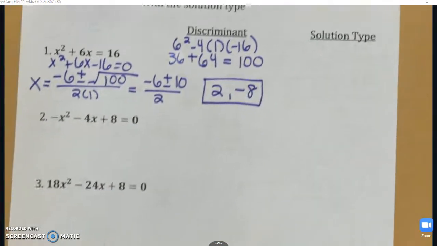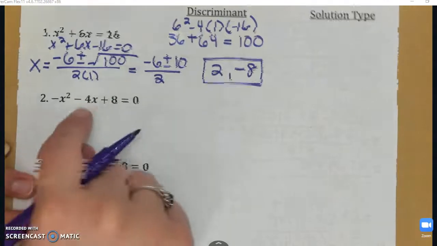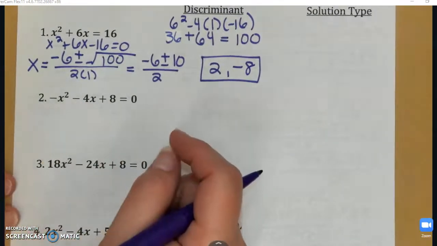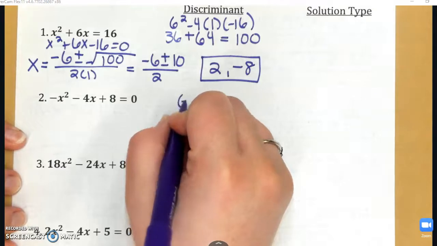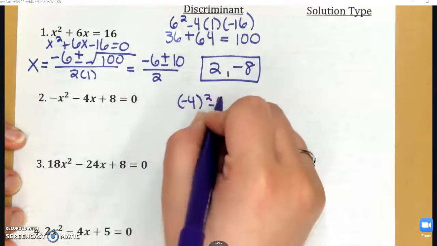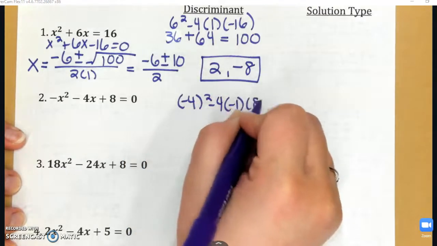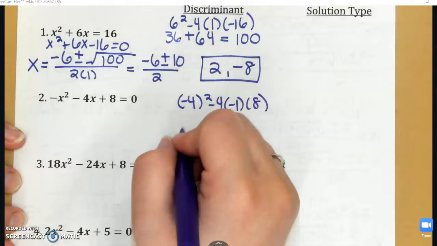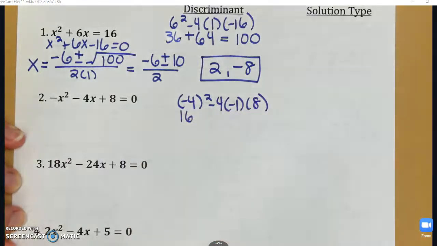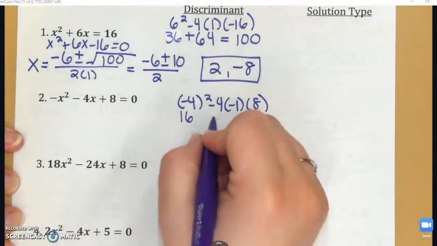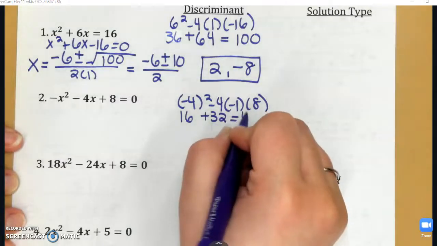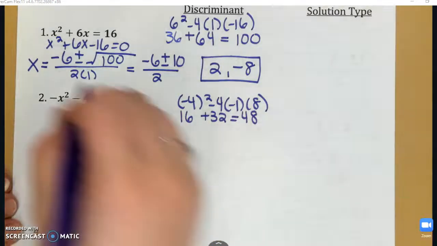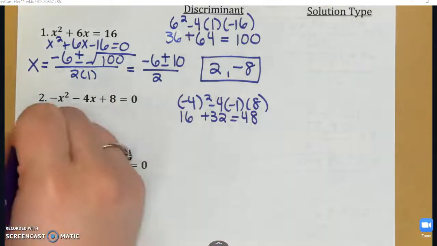All right, let's look at number 2. Again, I want to find my discriminant. This is already in standard form, so I don't need to move anything. So my discriminant is going to be b squared minus 4 times a times c, and 4 squared is 16. Negative 4 times negative 1 times 8, that's going to be positive 32. 16 plus 32 is 48. So there's my discriminant. Let's finish solving with our quadratic formula.